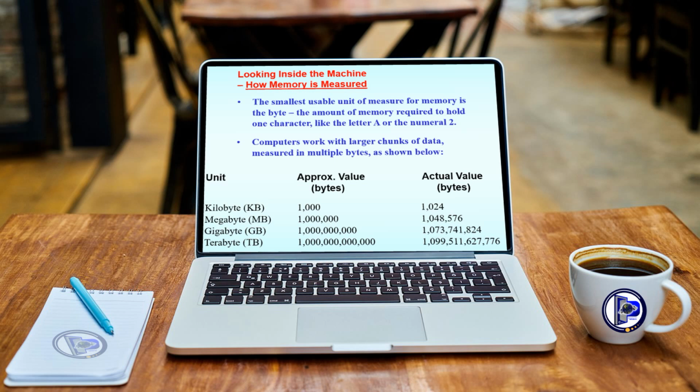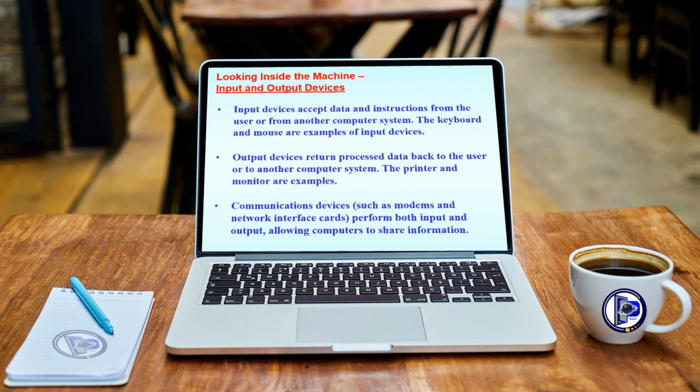How memory is measured. The smallest usable unit of measure for memory is the byte, the amount of memory required to hold one character, like the letter A or the numeral 2. Computers work with larger chunks of data, measured in multiple bytes, as shown below.